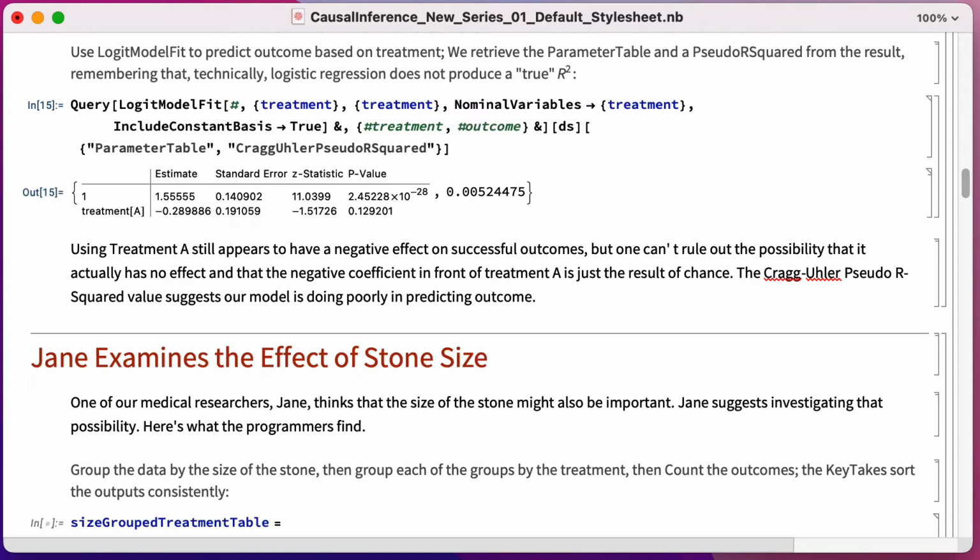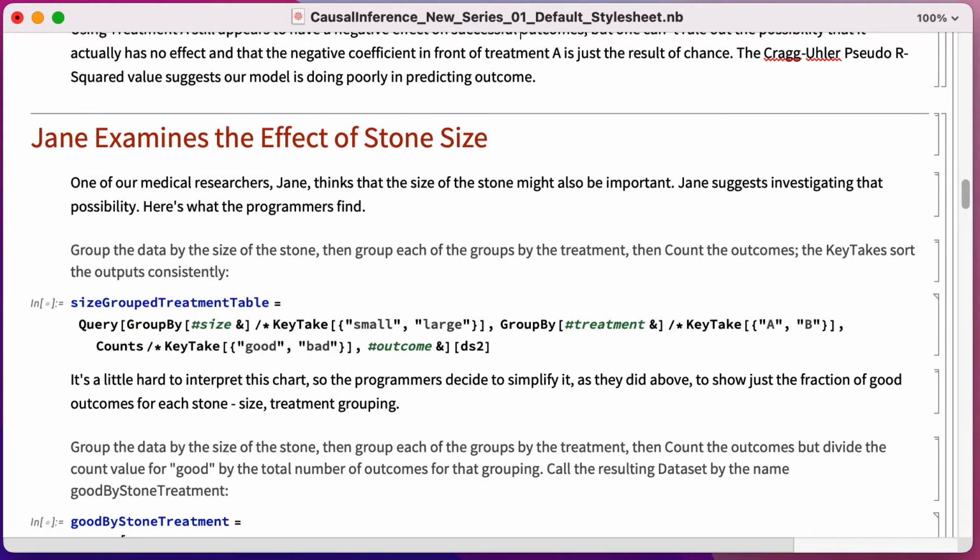So, Jane, one of our researchers, is suggesting that perhaps the size of the stone might be important to the outcome of treatment. And so we're going to do a little bit of programming here.